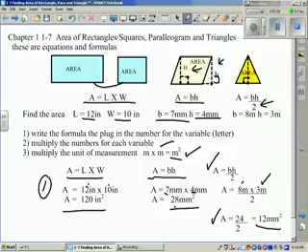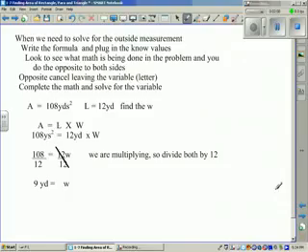Now sometimes, and we've seen some problems with rectangles and parallelograms, we have to work backwards. So we're going to look at another set of problems. So when we need to solve for the outside measurement, again, we're going to write the formula. We're going to look to see what math is being done. And we're going to do the opposite. Opposites cancel, which means we're going to have the variable all by itself. And then we just complete the math and solve for the variable.